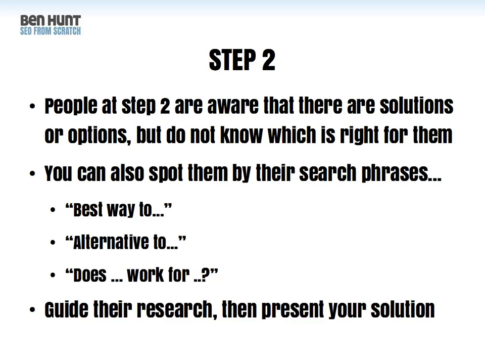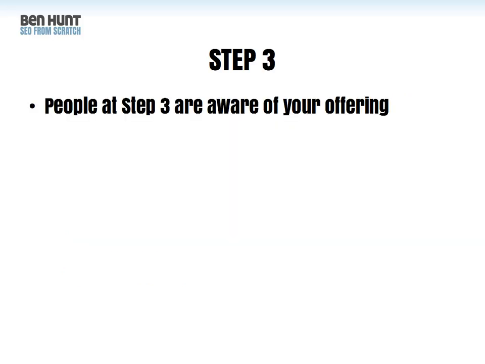So what you do at step two is you create step two content. You help them in their research. So you might say, "Here is a review of different solutions for something or other. Here is a comparison of cheap web hosts." Basically buyer's guides, user guides, that general area. And then at the end of step two, you can see the pattern that's starting to emerge, right? At the end of step two, you move them on to step three, and you do that by presenting your solution. Step three is where people become aware of your offering.